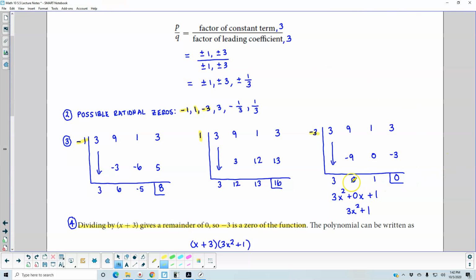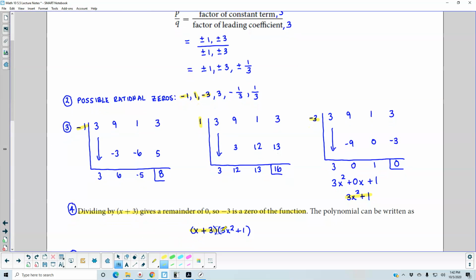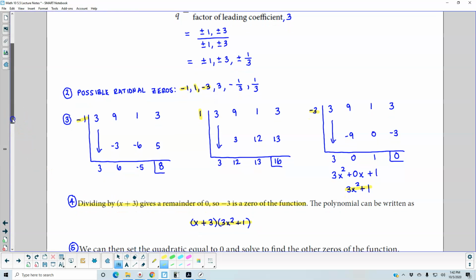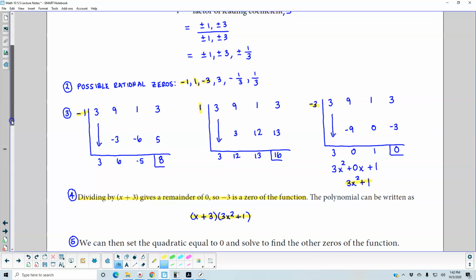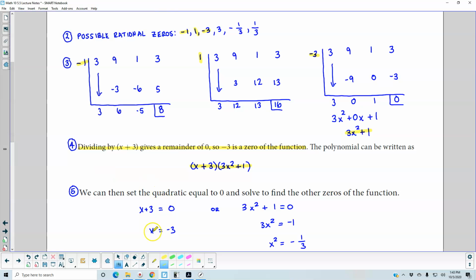Now let's take a look at the quotient here. We have an x squared term, we have a 0 for the next term, and then 1. So this becomes 3x squared plus 0x plus 1, which becomes 3x squared plus 1. So the way we can write the polynomial right now is x plus 3 times 3x squared plus 1. So now we need to determine what the zeros of the function are. Well, we know that x plus 3 equals 0 gives us a 0 of x equals -3. And then we're going to set 3x squared plus 1 equal to 0 and then solve for x.